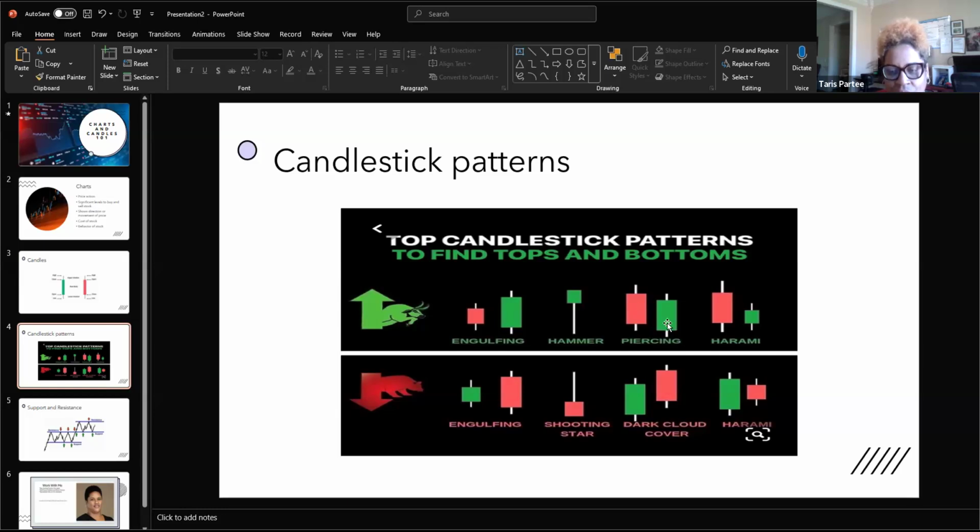So with the piercing pattern, you have the green on the right, and it opens below the close of the red candle and closes halfway or more of the first candle. And then you have your bullish harami. It is a smaller body candle that actually fits inside. I actually love this setup, and I love this setup here. So you'll see those patterns on the chart, and then you'll know that it's time to buy or sell.